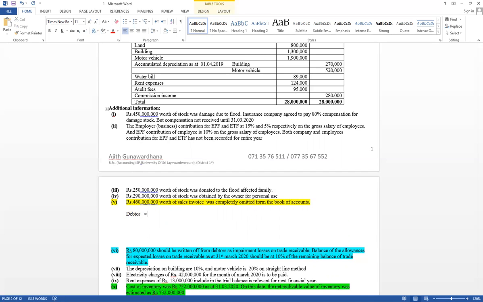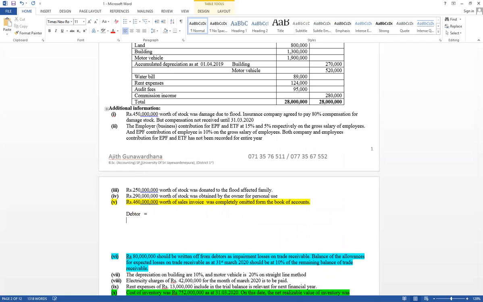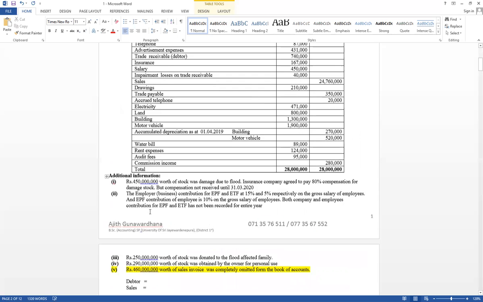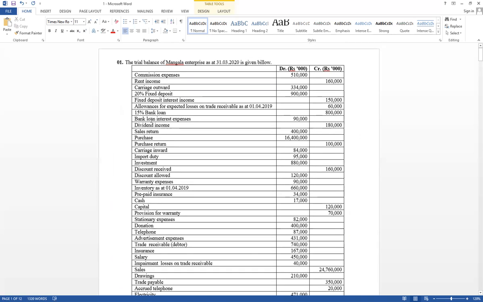Therefore, debtors and sales are both affected, as the sales invoice was completely omitted. Therefore, this value should be added to both debtors and sales. Think about the trial balance. It has given the sales value. Sales correct value: the sales value is given as 24,760,000. It has given values in thousands.